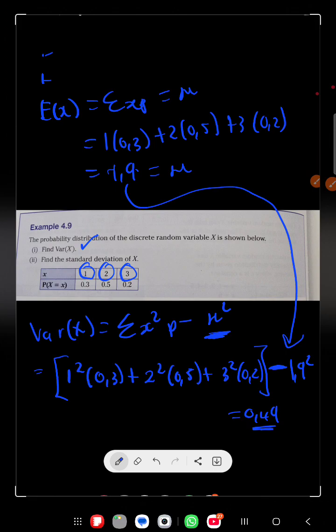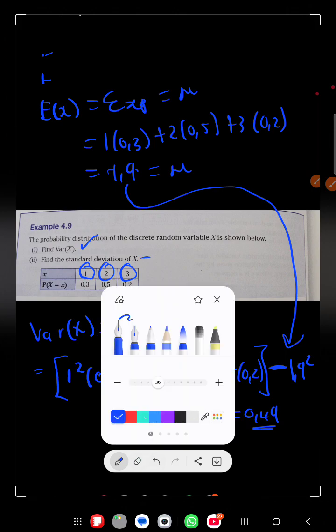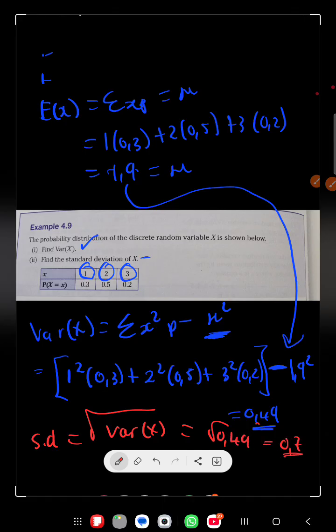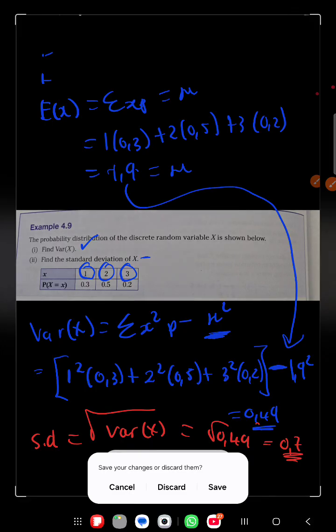And the last question there is find standard deviation. Not rocket science at all. Standard deviation is equal to the square root of the variance, right? So just square root of 0.49, and the answer should be 0.7. All right, I hope that makes perfect sense.